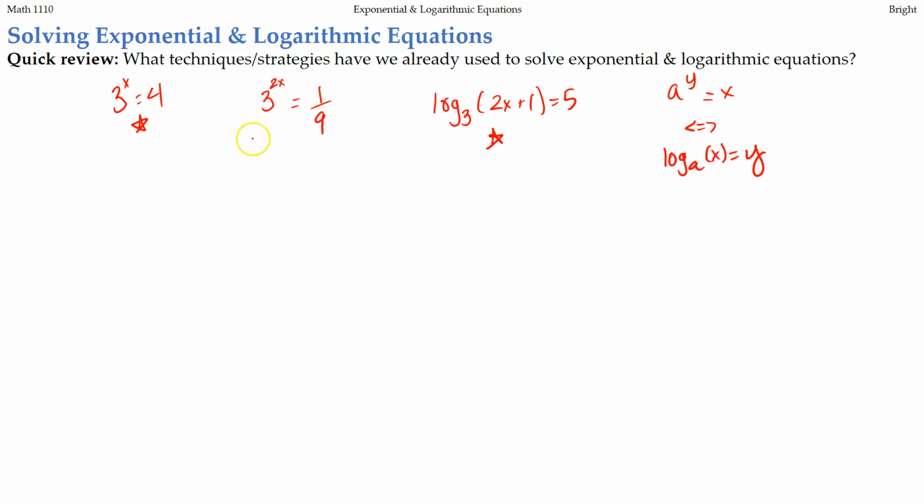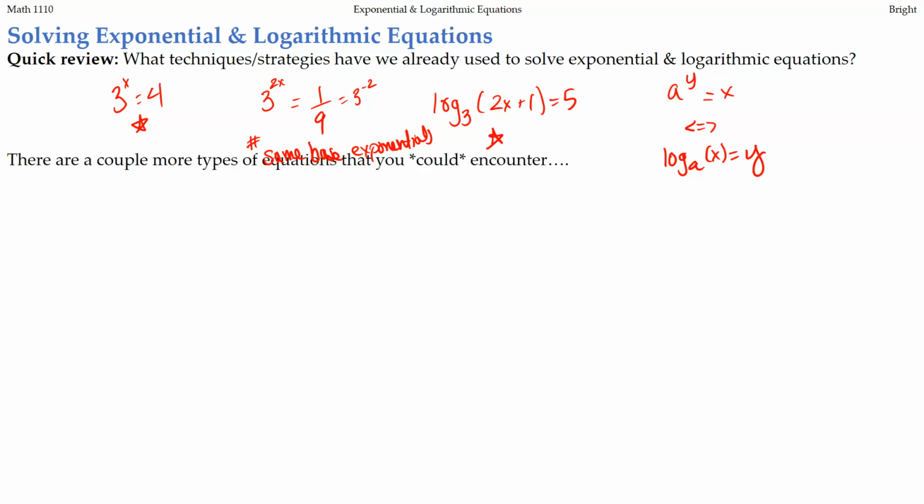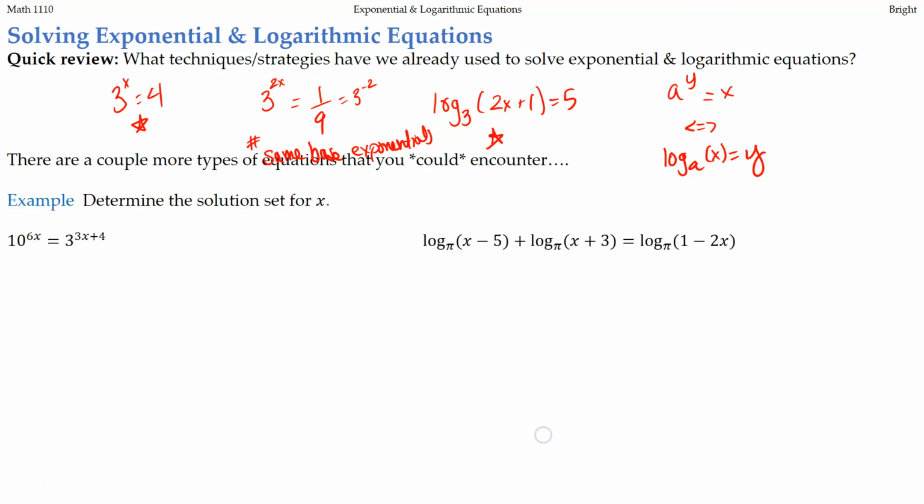But then this second one, I'm going to use hashtag for that one, we've actually used same bases, same base exponentials. So we would write this side as 3 to the minus 2, and then we set 2x equal to minus 2, and then we go forward with that. So x is equal to minus 1. Okay, so we already have these techniques in our toolkit. So there are a few more that we need to have in case we encounter them in the future.